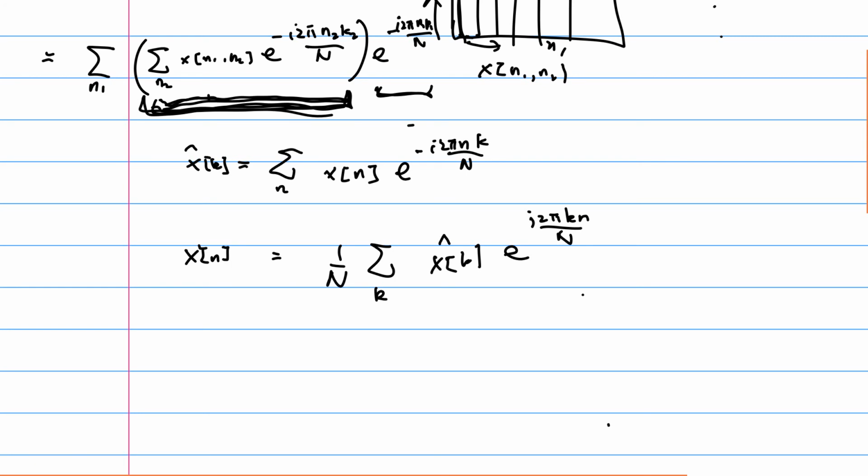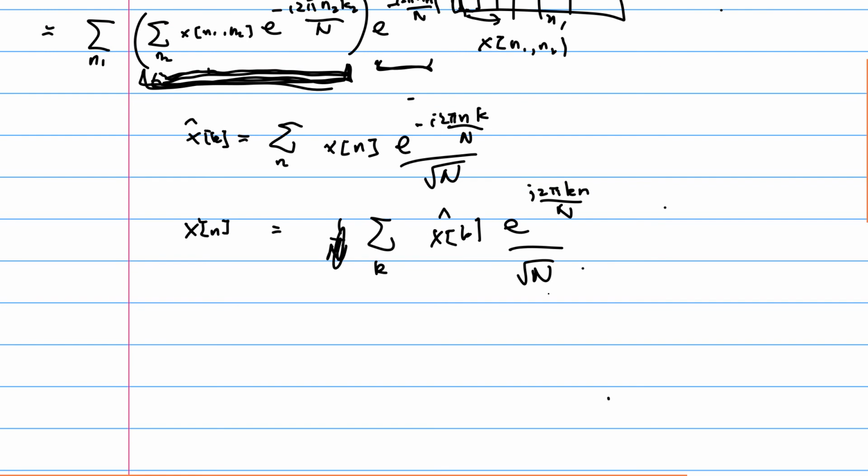Actually, I like to think of this 1 over n factor this way. Typically, people have no factor in the forward transform, and then when doing the inverse transform, they put a 1 over n factor. But I can also make it symmetric. If I make it symmetric, I can put 1 over square root n here and 1 over square root n here. I like this a lot because what you're doing with the Fourier transform is really a projection. I will explain what I mean.